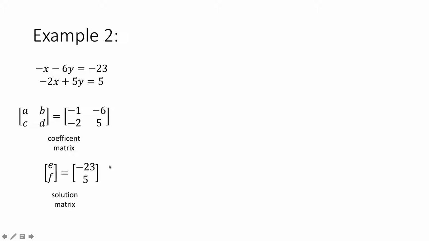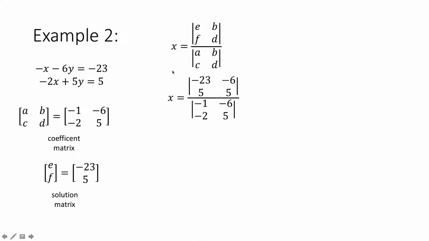Again, here's the formula to find X. You have your coefficient matrix where you replace the first column with E and F for the top matrix. The bottom matrix is just the determinant of the coefficient matrix itself. So let's substitute. E will be negative 23. F will be 5. B will be negative 6. D will be 5. And then you keep the order the same on the bottom.